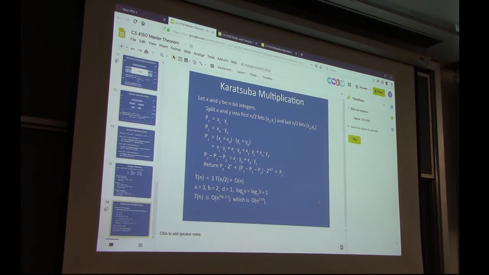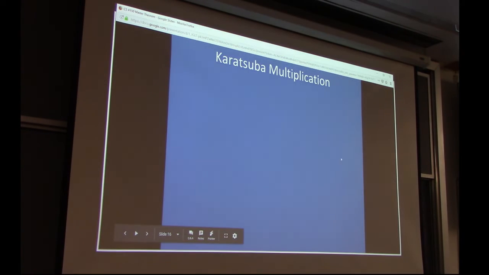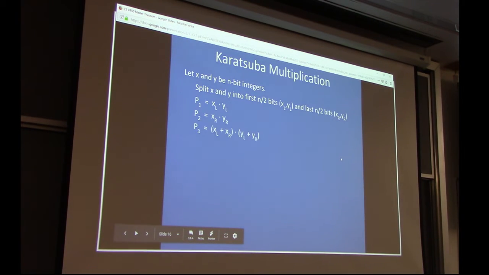How do you know there are 3 recursive calls? Okay, this is a multiplication algorithm. So how many multiplications are we doing here? 3. So those dots are the recursive calls. We recursively compute P1, we recursively compute P2, we recursively compute P3. Those are the 3 recursive calls.